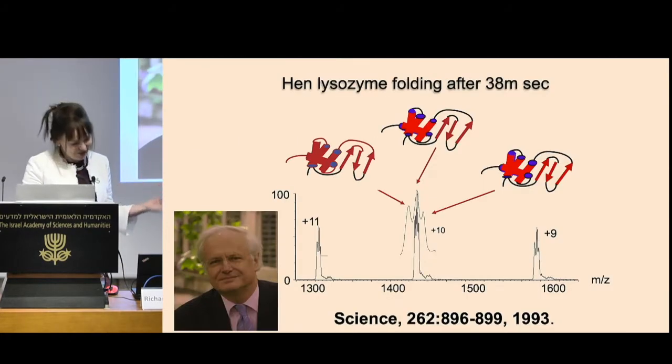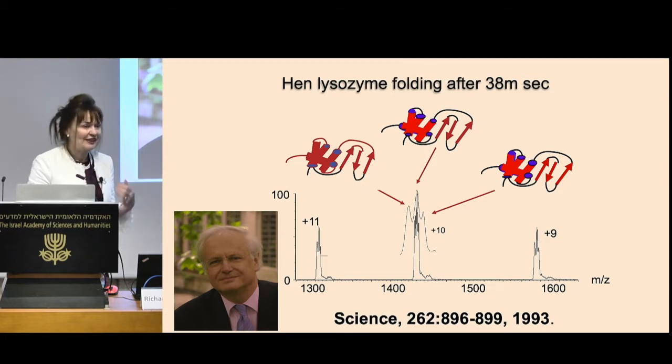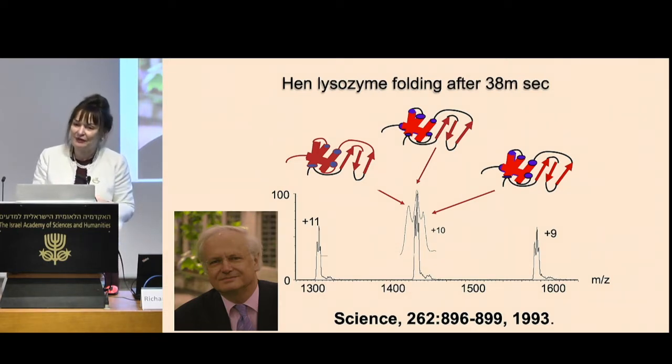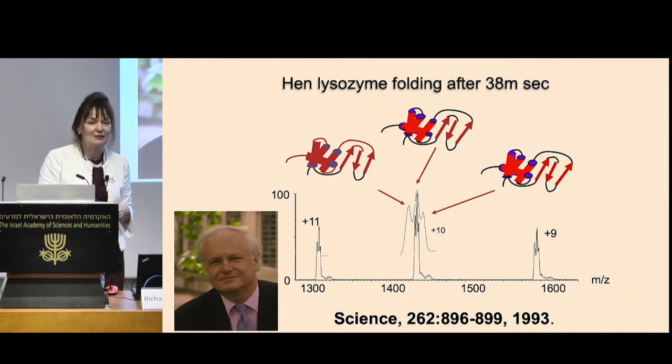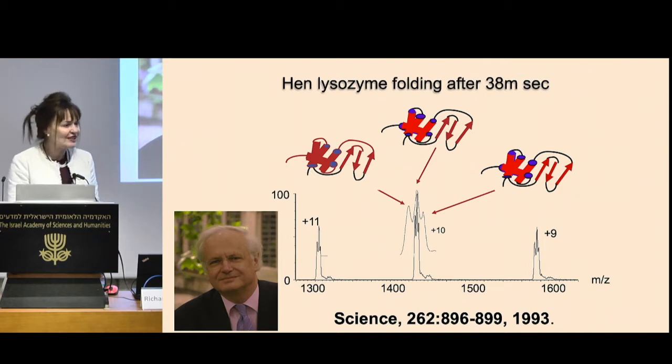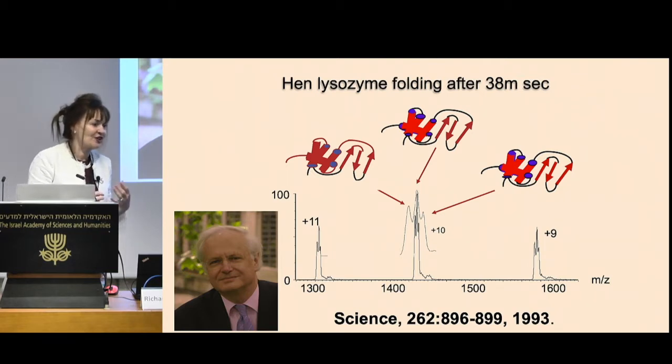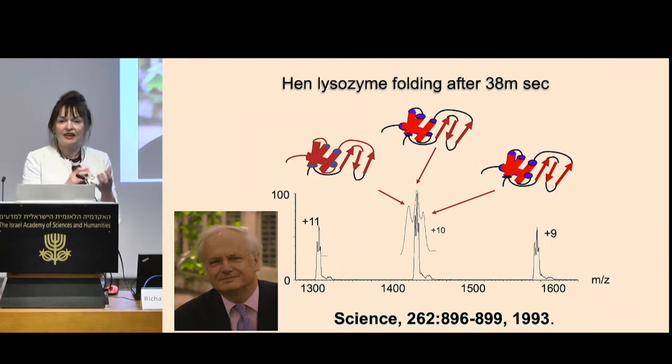So a tribute to my great mentor, Chris Dobson, who sadly passed away last year, and I know he was a great friend of many people in Israel. He really started my career, encouraging me to be very bold with experiments, and folding with mass spectrometry was one of those. That was not possible at the time. It was not really considered a feasible experiment, but we were able to show through hydrogen deuterium exchange labeling that we could preserve the folded state.